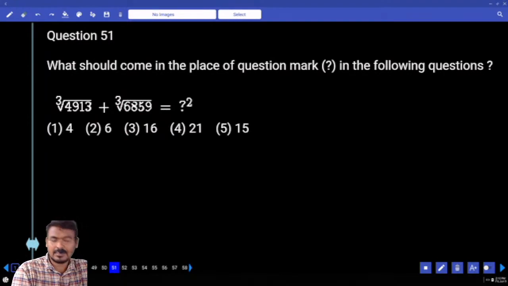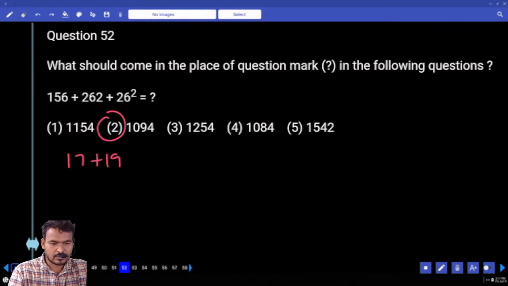17 or 16? 17. Cube root of 6859 is 19. 17 plus 19 is 36. It is which one squared? 6 squared. Then the answer is 6. Next question, number 52. 156 plus 262 plus 26 squared.